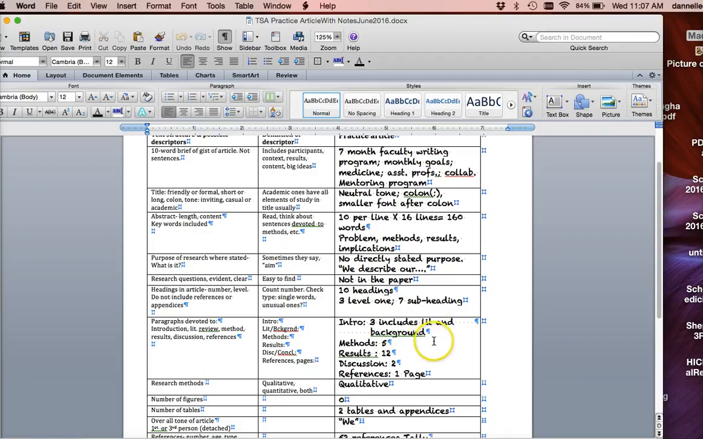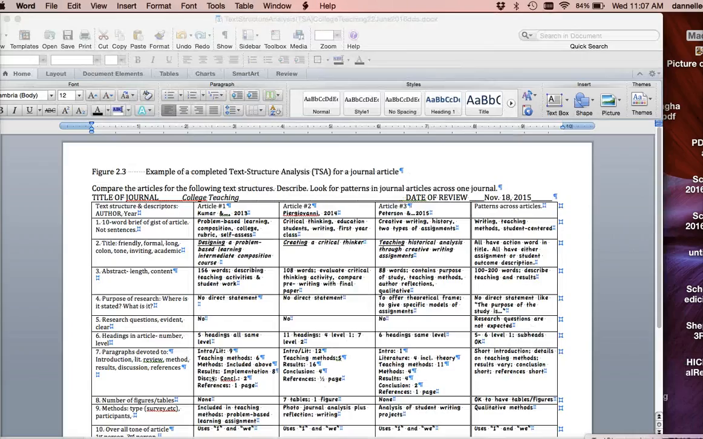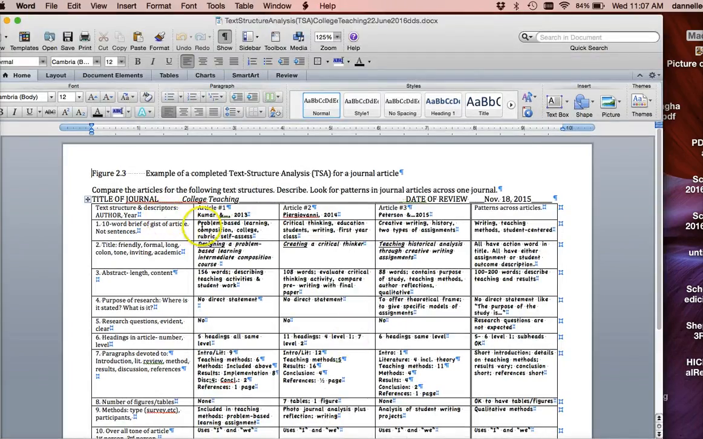And I didn't spend a lot of time on the background, but tended to spend a lot of time on the results. I would need 2 more articles just to make sure that this is true. And let me give you an example that I've done that shows 3 articles from the same journal, and the journal was College Teaching. I conducted the review in November last year, and we were getting ready to submit to College Teaching, and so I put, in this form of the TSA, the author and the year in each one. So if I ever had to go back to find these articles, I could easily find them.